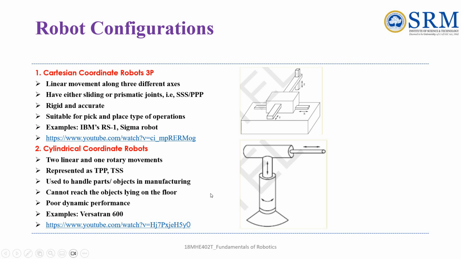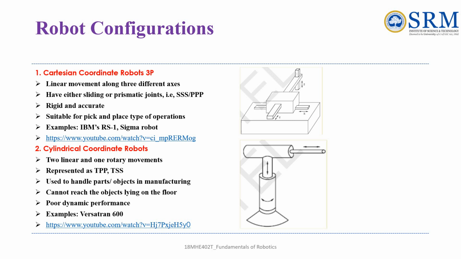And next, the second configuration is the cylindrical coordinate robots. You could see in the picture. These are represented as TPP or TSS. So you have 2 linear and 1 rotary. For rotary, it is represented as T, and for linear, it is again prismatic or sliding only. That is why it is represented as TPP or TSS. So this has 2 linear movements and 1 rotary motion.